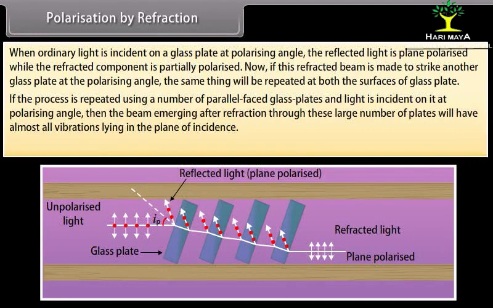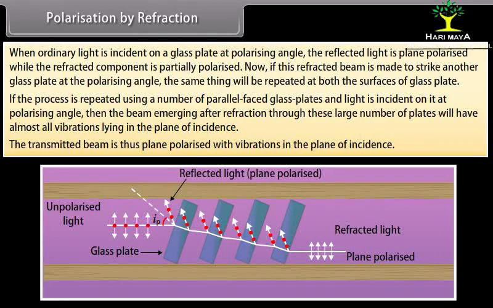If the process is repeated using a number of parallel-faced glass plates and light is incident on it at the polarizing angle, then the beam emerging after refraction through this large number of plates will have almost all vibrations lying in the plane of incidence. The transmitted beam is thus plane polarized with vibrations in the plane of incidence.